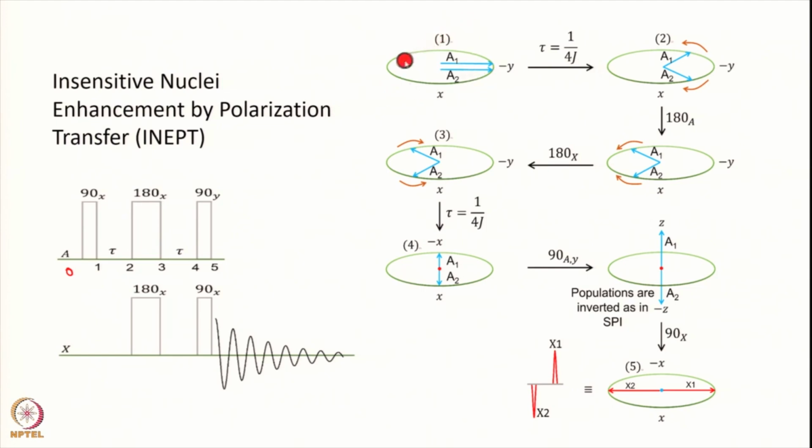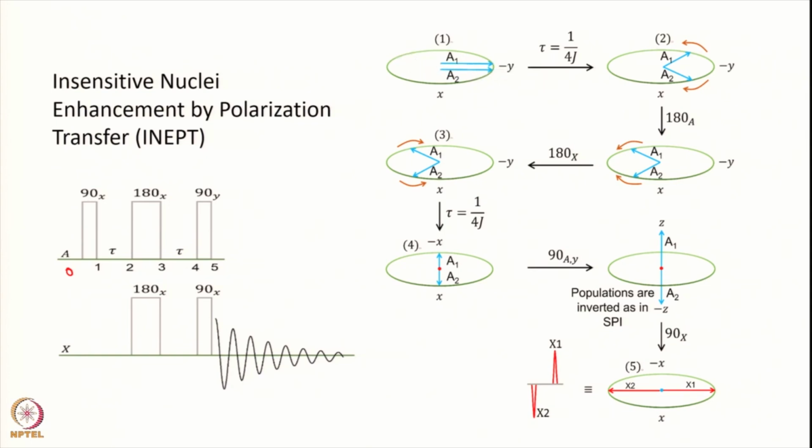Now if there is coupling between A and X, there will be two transitions, A1 and A2, and both magnetizations are along the minus y axis. So I still represent that as A1 and A2. These are the y magnetizations corresponding to the A1 and the A2 transitions. Okay. Now what do I do during the period 1/4J? What will happen? These ones will start precessing. Now as I said, I am sitting in the middle of the A1 and the A2 transitions.